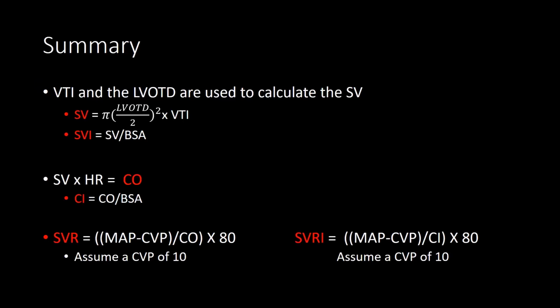And the systemic vascular resistance is the MAP minus the CVP. I got it right this time. Is the MAP minus the CVP divided by the cardiac output times 80. And you're going to assume almost always a CVP of 10. I think for this particular calculation, it just doesn't matter whether it's 5, 10, or 15. You're just trying to get a sense of what the systemic vascular resistance is.